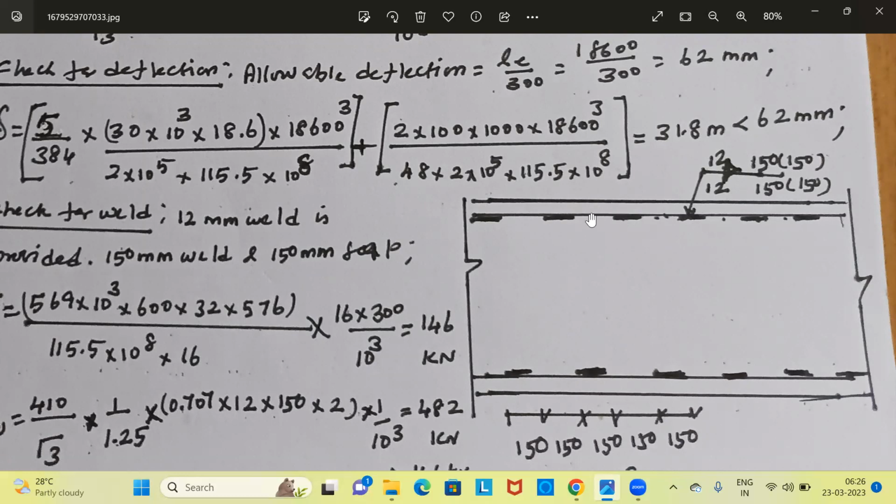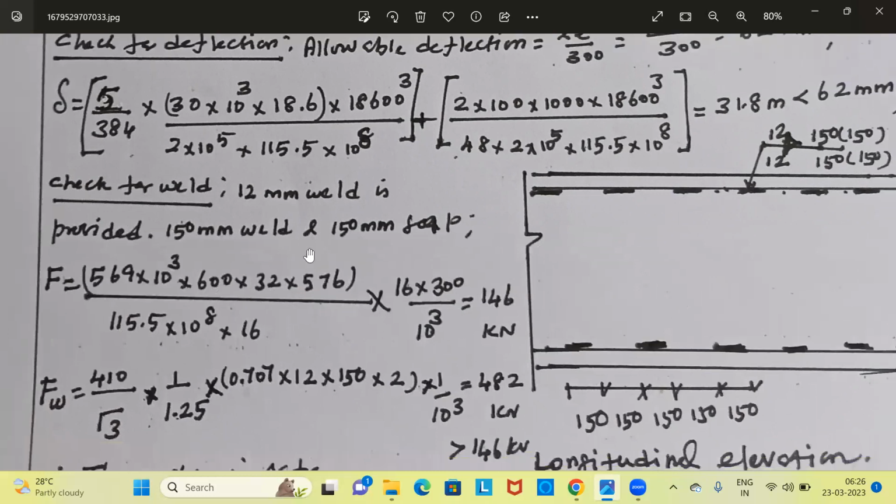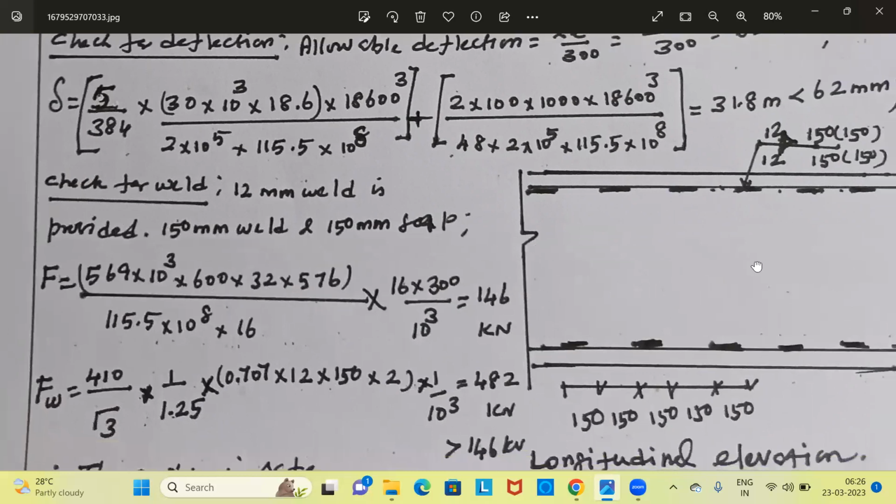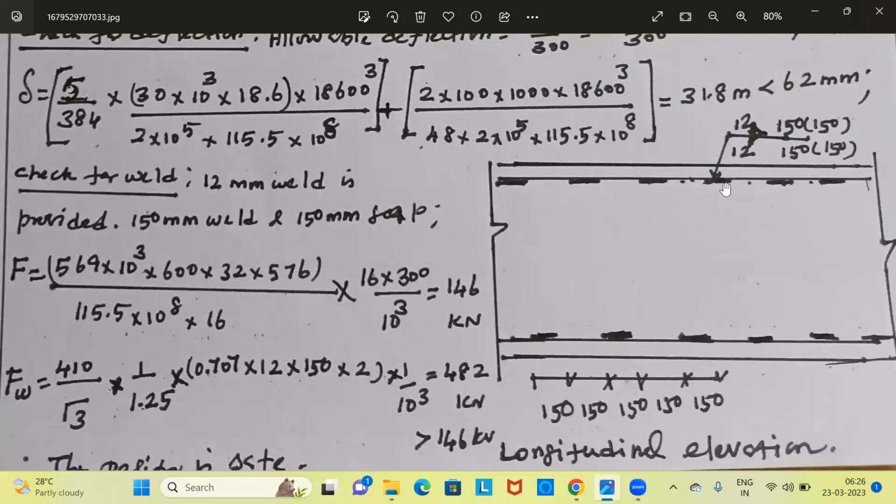Half of the gap is 75 mm. The influence length is 150 mm: weld strip length plus 75 mm on the left-hand side plus 75 mm on the right-hand side. The total influence length is 300 mm. Now let us calculate the weld shear force acting on the weld strip, that is the 150 mm length.